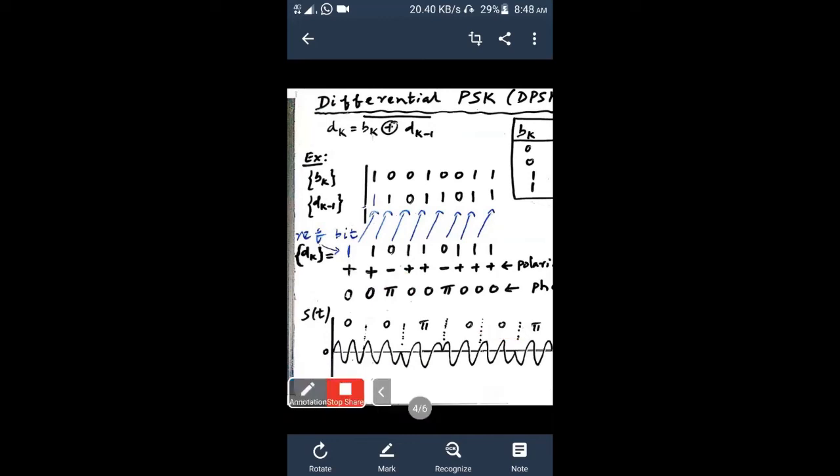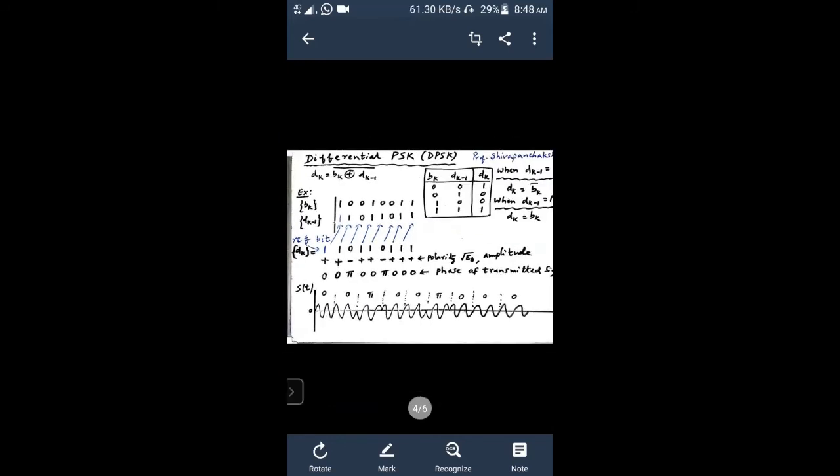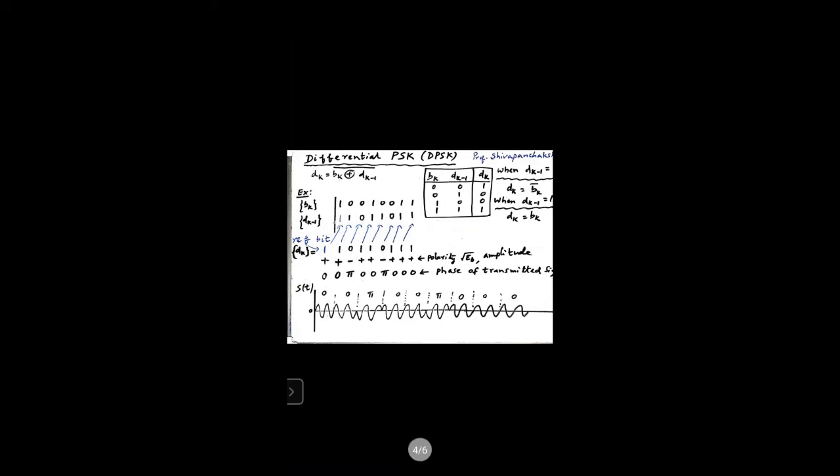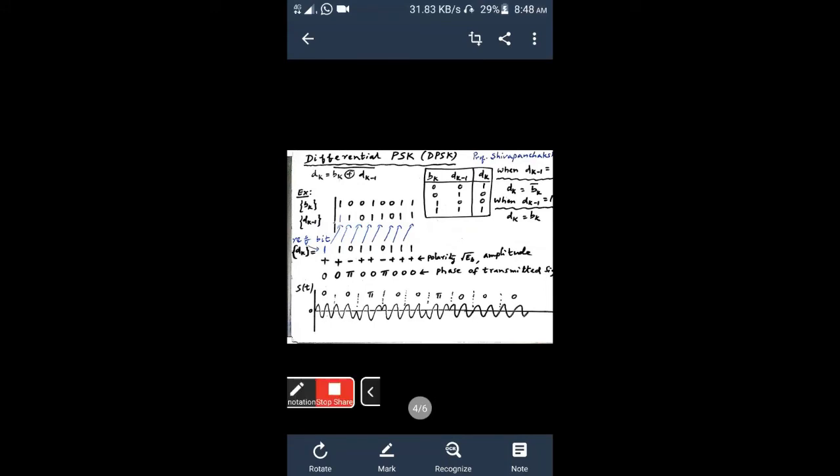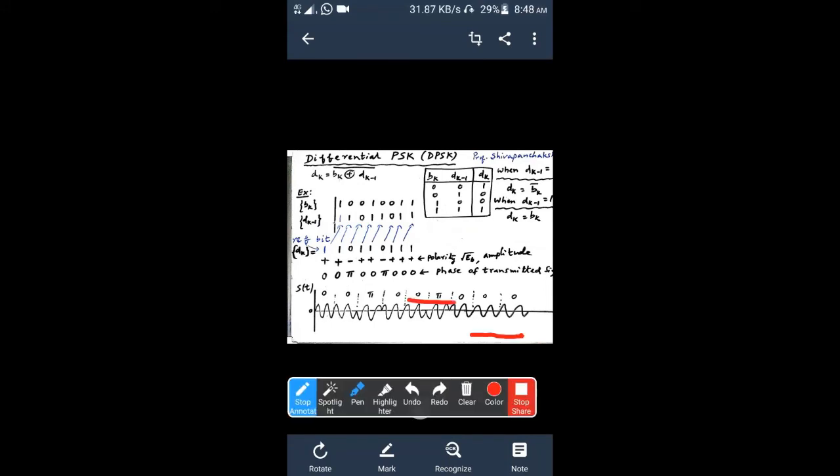So how is this waveform written, according to you? Very simple. This waveform is written based on this phase. This phase comes based on this amplitude value. Now look at this one. If you carefully observe here, the DK: whenever there is 1, I have written the sine wave as it is. Whenever there is 0, I have written the inverted sine wave.